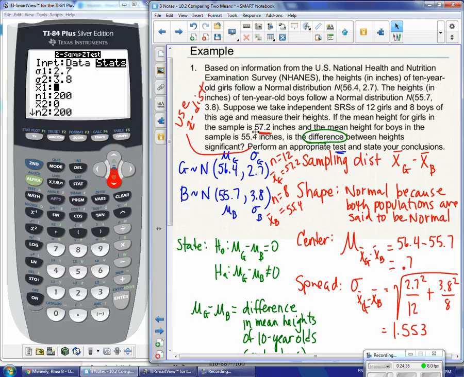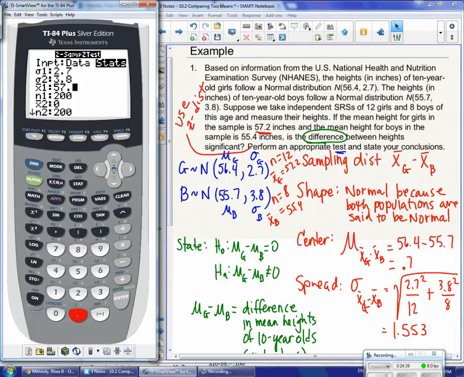So I'm just going to jot that down. Those are the values I'm going to put in here. So 57.2 for the girls, and the sample size for the girls was 12. And then for the boys, 55.4, and we only had a sample of 8 boys. And then I'm doing a two-tailed test. Notice that it's not asking me whether or not to pool. If you are ever asked to pool, just make sure you say no. So I'm going to go ahead and choose calculate.